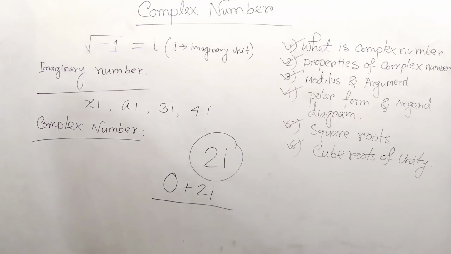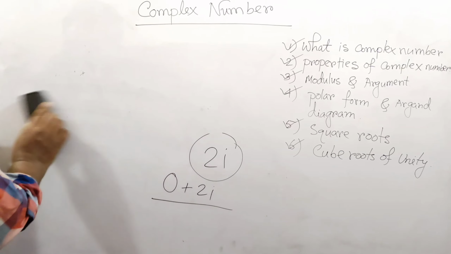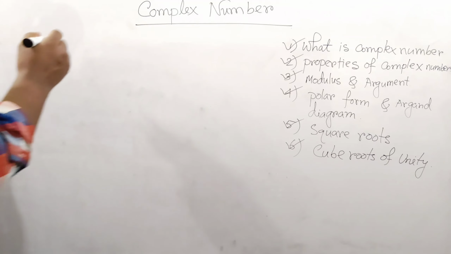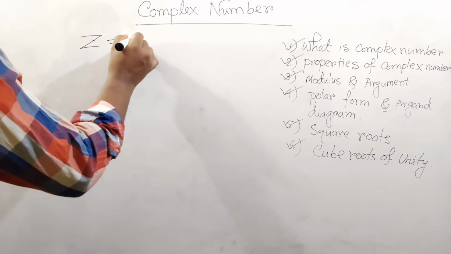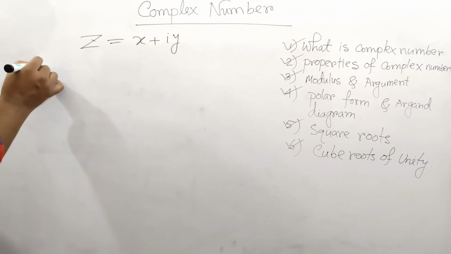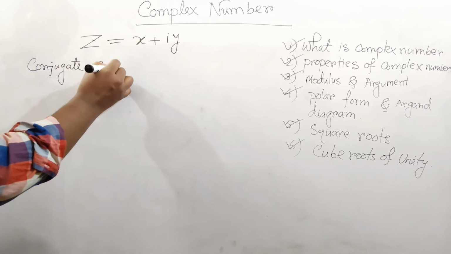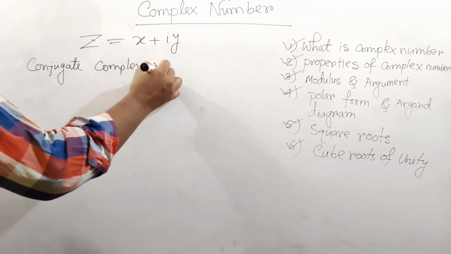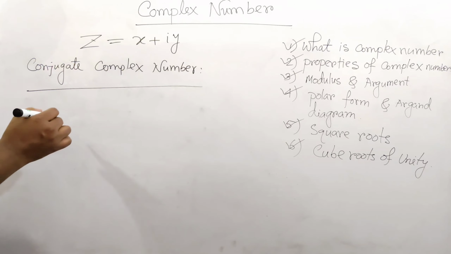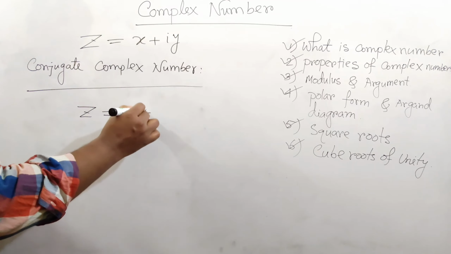So now we will learn some properties of complex numbers. If we write the general form of a complex number, that is x plus iy. Now we will learn what is a conjugate complex number. So this is so easy. For an example, a complex number is given like z equals x plus iy.